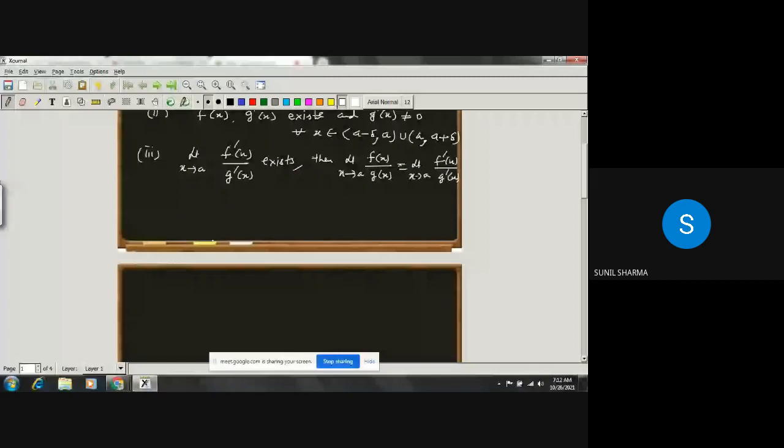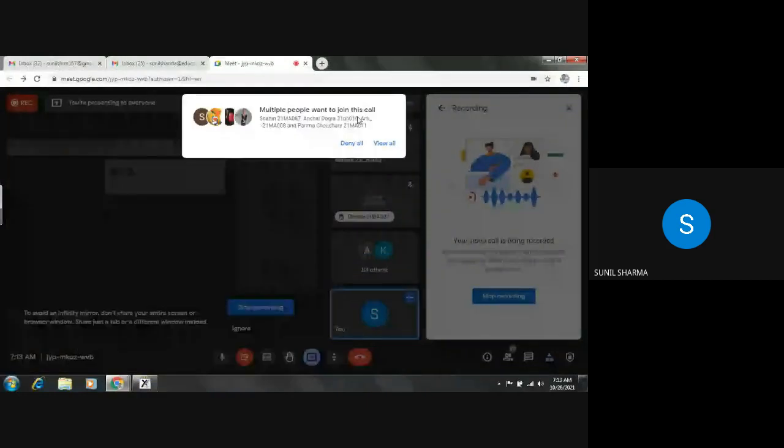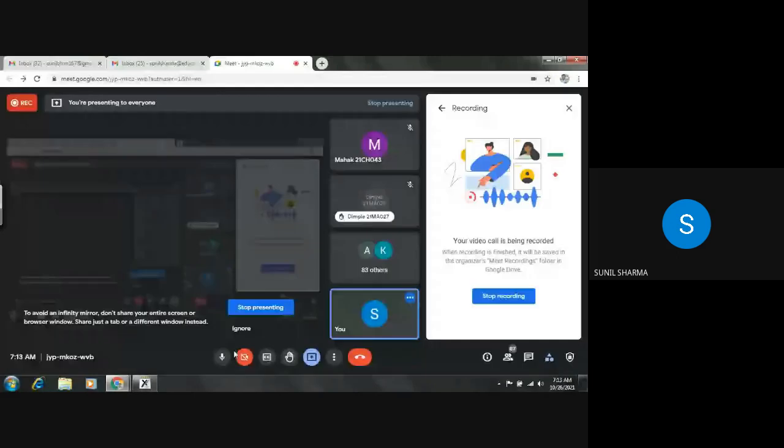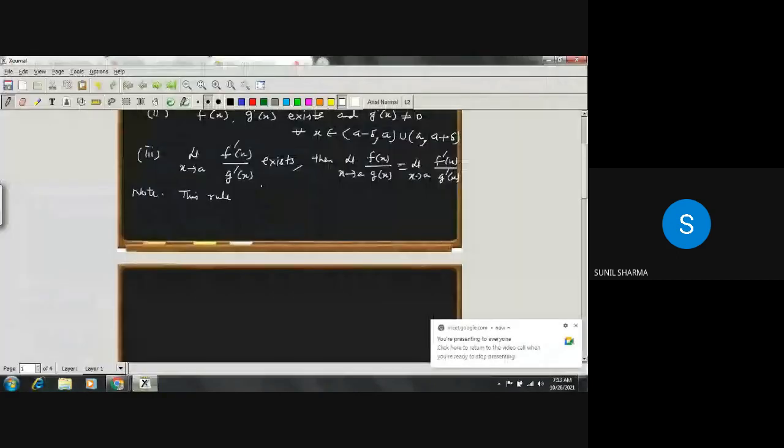So this rule also holds if x goes to infinity or x goes to minus infinity.